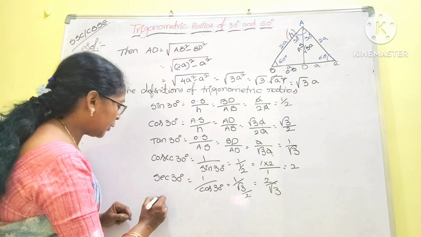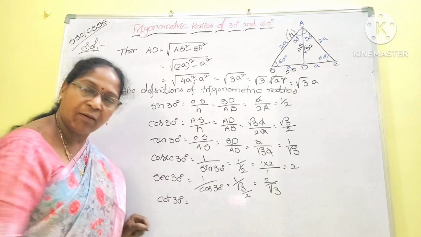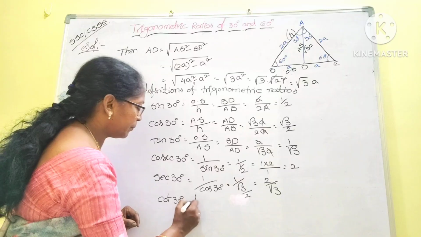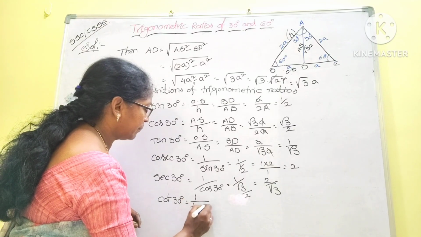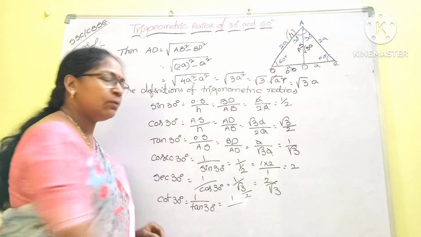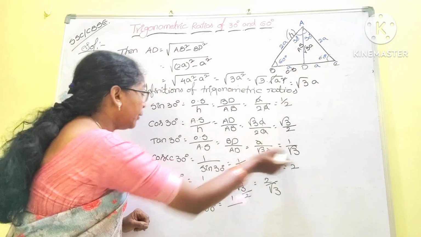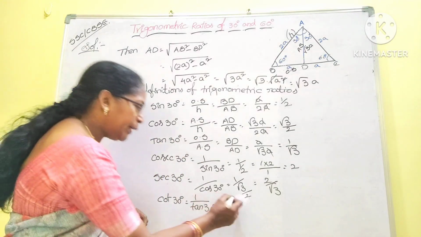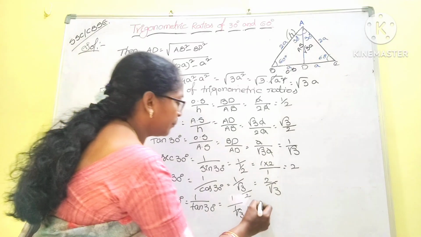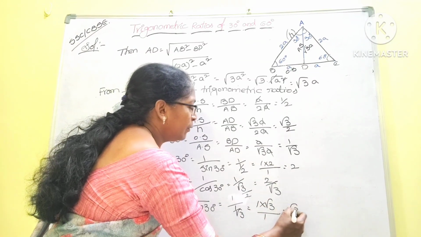And the last trigonometric ratio is cot theta, where theta is 30 degrees. Cot theta is the reciprocal of tan theta. So 1 by tan 30, where tan 30 equals 1 by root 3. So here 1 by root 3, just you have to substitute. Then simplify: 1 into root 3 by 1, you will get root 3.